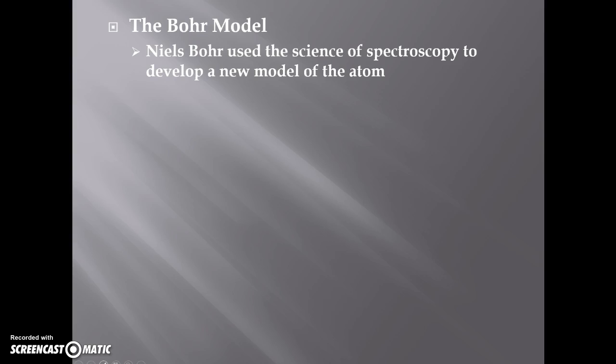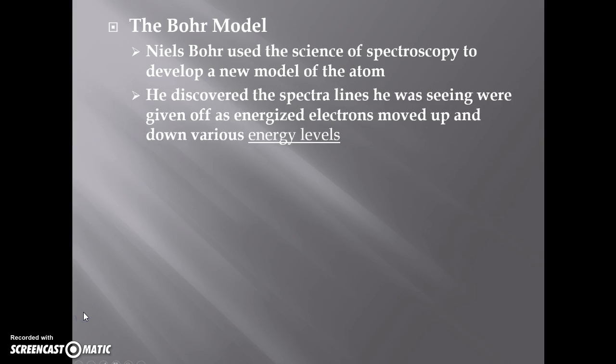And so what he began to try to figure out is, well, why? Why do they have these unique patterns? Why are they not all the same? What's going on? What's causing the emission of the light spectrum? And as a result of his continual experiments, he came up with a new model of the atom. And what he discovered was these spectra lines were given off as electrons moved up and down what are called energy levels, or what he named the principal energy levels.